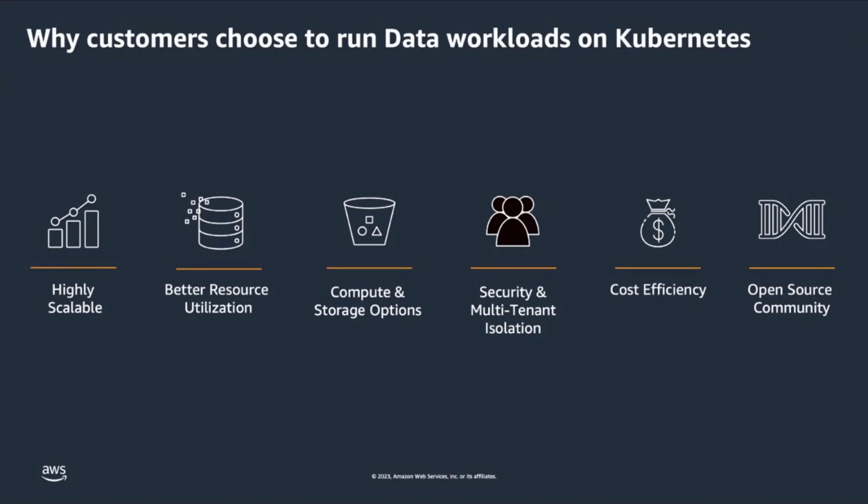Especially on something like EKS, you're able to really make use of your cloud compute options, things like EFS, FSx, S3, and EBS. So a diversified storage pool, and also different compute options in terms of different instance families, Graviton, Mac M1 instances. So very diverse. And then also things like security and multi-tenant isolation.